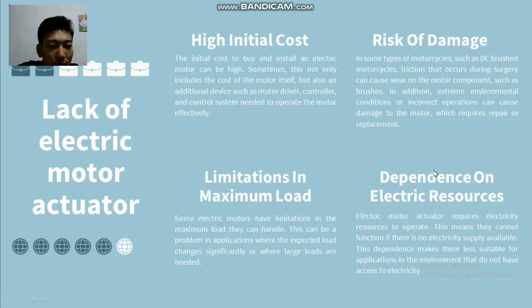Okay, next, the disadvantages of electric motor actuators. First is high initial cost. The initial cost to buy and install an electric motor can be high. Sometimes this includes not only the cost of the motor itself, but also additional devices such as a motor driver, controller, and control system needed to operate the motor effectively.